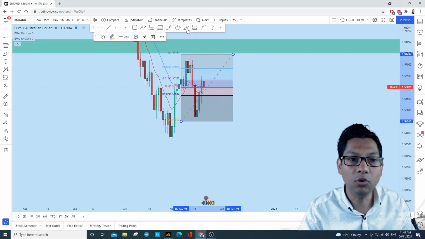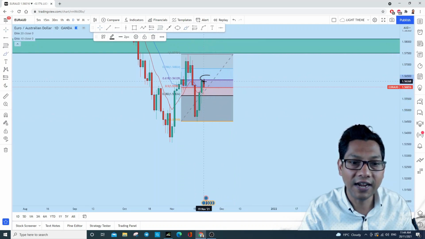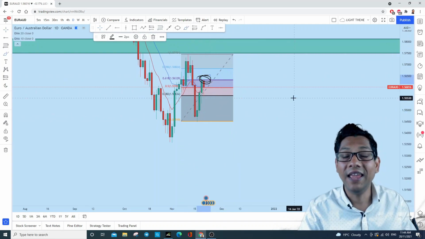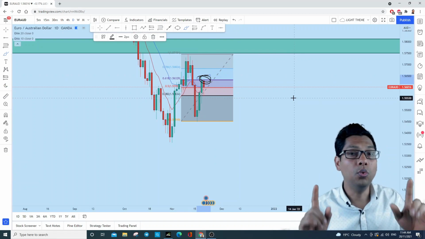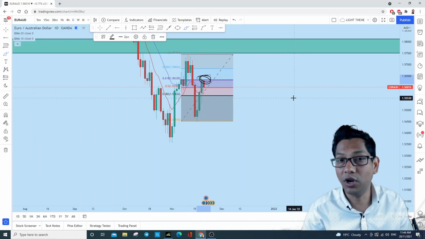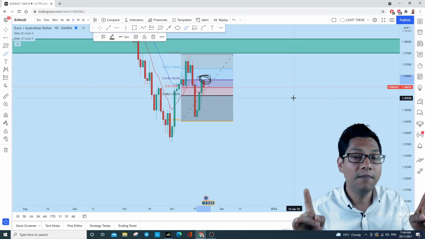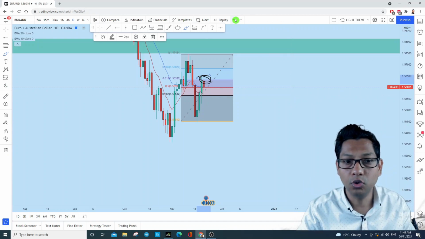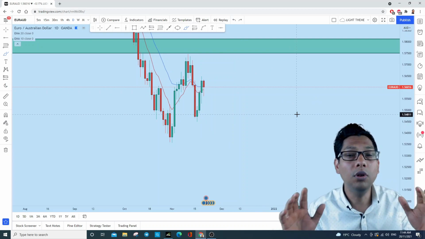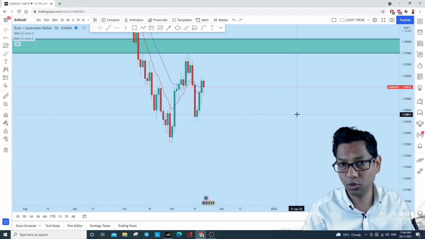What you see is that Euro AUD on the daily is just at the 61.8 Fibonacci, which is the golden ratio for Fibonacci. So we have a lot of confluence for Euro AUD to drop. Now how will we be trading with our students?